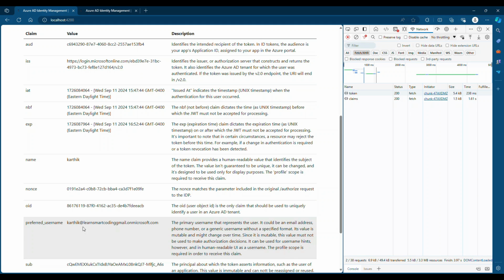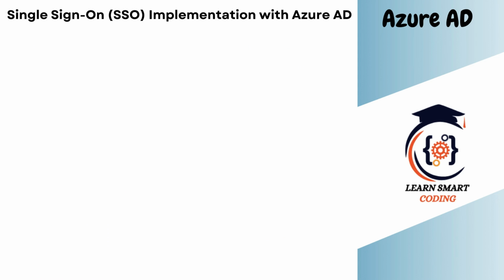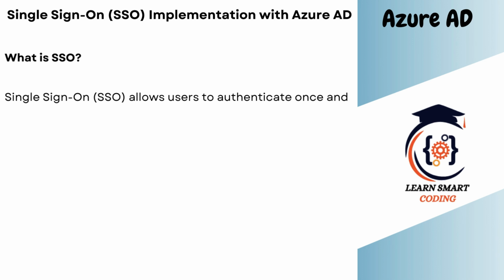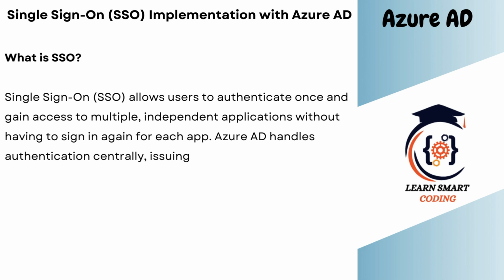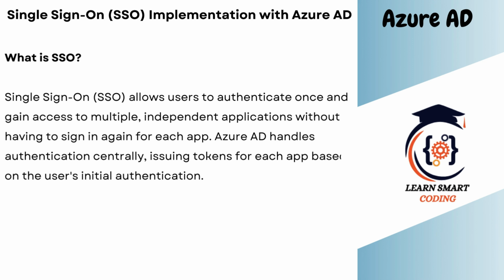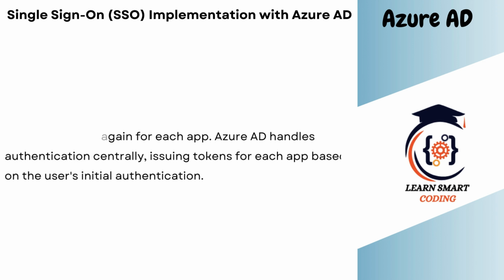Let me explain how SSO works. So what is SSO? Single sign-on, which allows a user to authenticate once and gain access to multiple independent applications without having to sign in again for each app. That is what we saw in the demo. Azure AD handles authentication centrally, issuing tokens for each app based on the user's initial authentication.